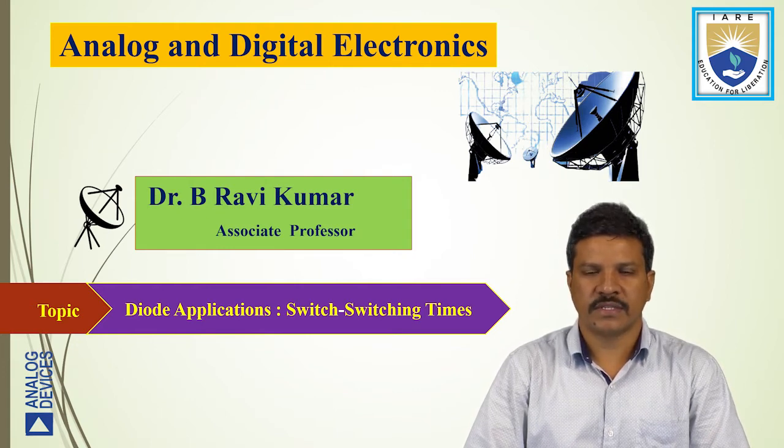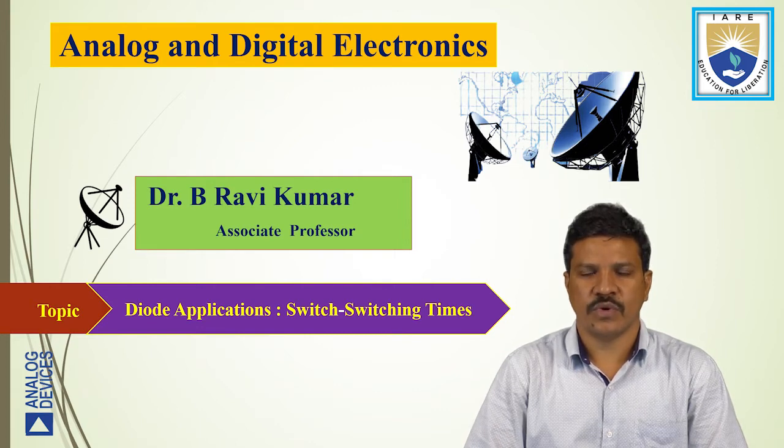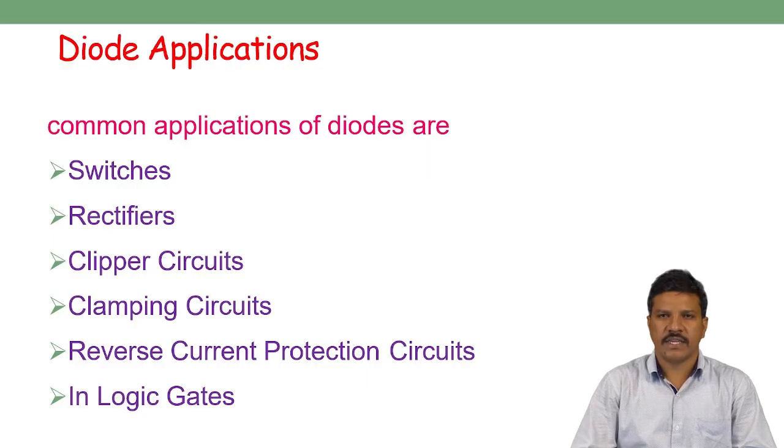So far we discussed some of the operation of the p-n junction diode and behavior of this p-n junction diode in forward and reverse characteristics. Among those operations we can conclude how useful the diode is in electronic applications. We will see now what are the applications of the p-n junction diode. These are the common applications of the p-n junction diodes.